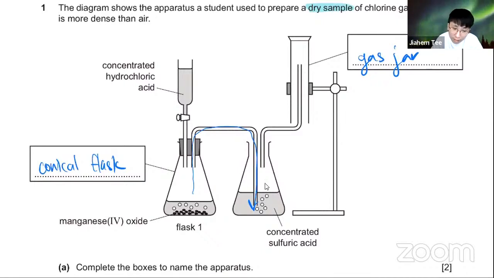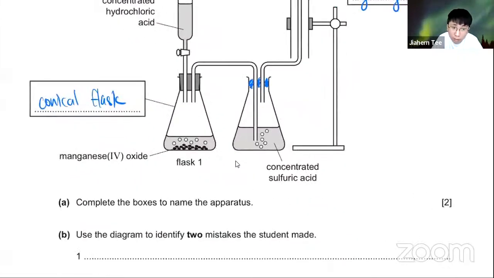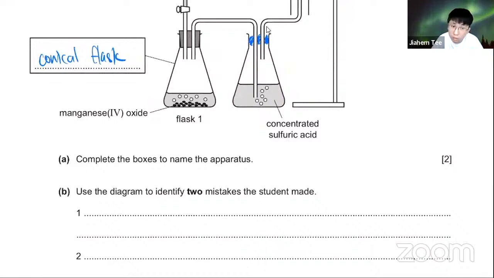If this is a gas, you realize that the second flask is missing a very important part. Because if this is a gas, how can you ensure all the gas here goes into this tube? Why not go outside? Why not go to the left? So definitely this is wrong. What is wrong is you don't have a stopper here. You're going to need a stopper there. This stopper is to stop all the gas from flowing out so that it can flow into this tube. You can call it a stopper, but to be exact, a stopper with holes is called a bung. So the first mistake is you say no bung in the second flask.